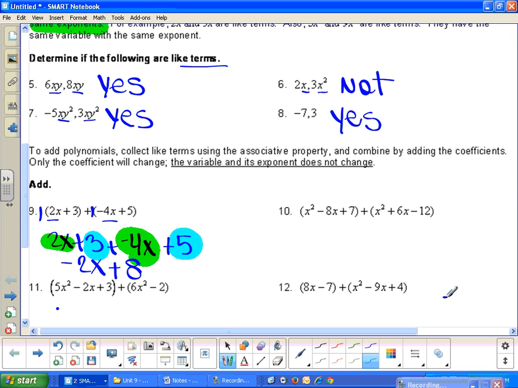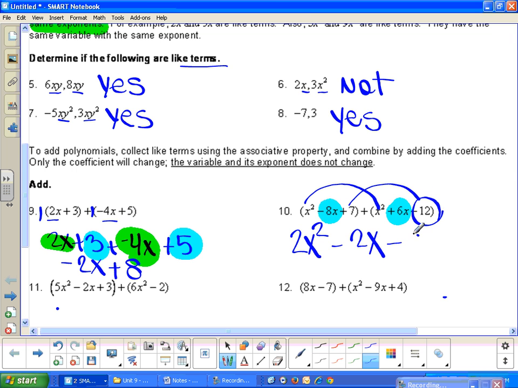So number 10, combine like terms. We have these two, 2x squared. The number that's in front has to go with the term. That's a negative 8 and a positive 6. We have a negative 2x, and then 7 and a negative 12 gives us a negative 5.